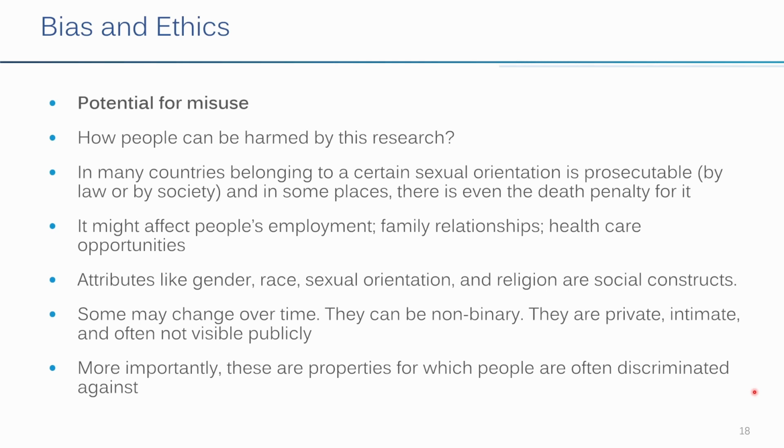So, what are some potential misuses that we have here? How can people be harmed by this research? This is actually a question that will be used later on for us to assess the use of AI. But in this case, in many countries, belonging to a certain sexual orientation is prosecutable by law or by society, and in some other places, it can even be punished by death. So this paper and their findings could have huge repercussions.